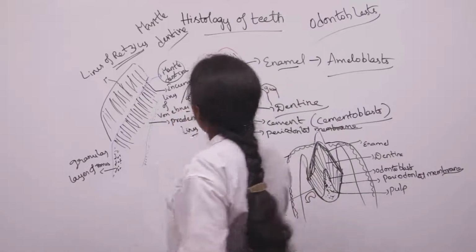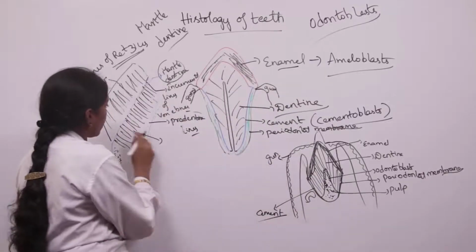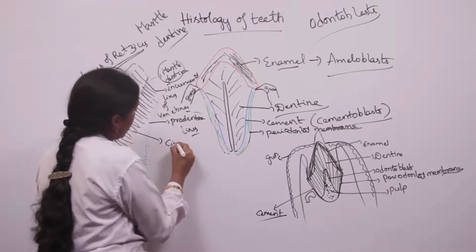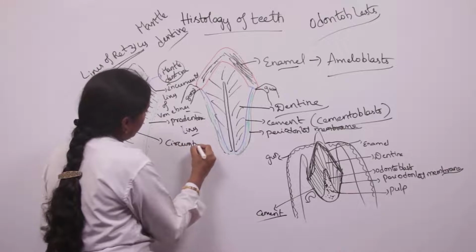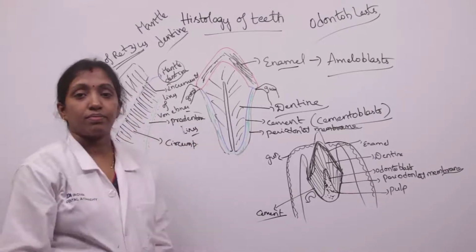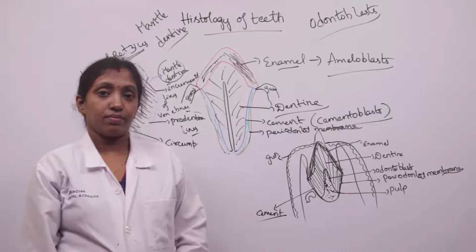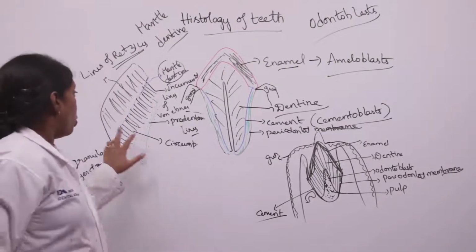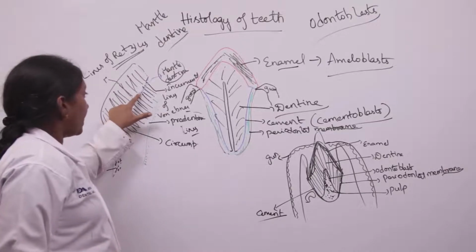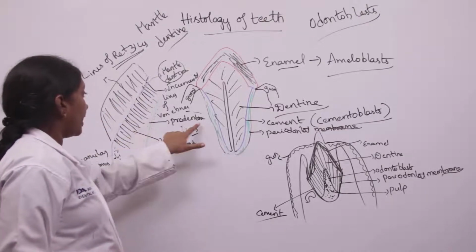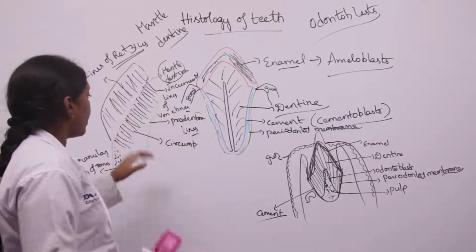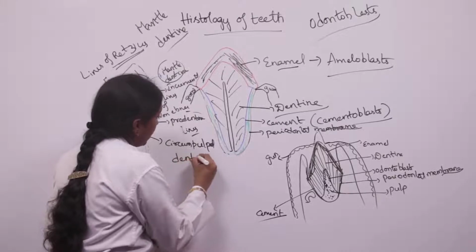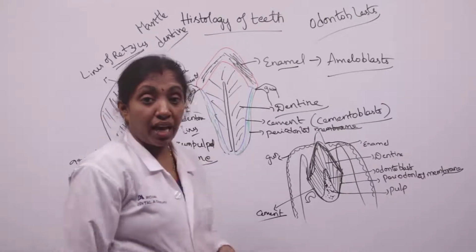And one more thing is the area which extends between the mantle dentine and the predentine, we call it circumpulpal dentine. So that's about the histology of the tooth.